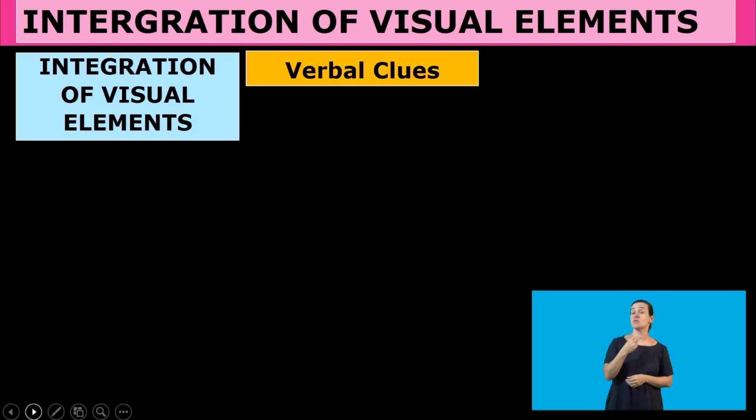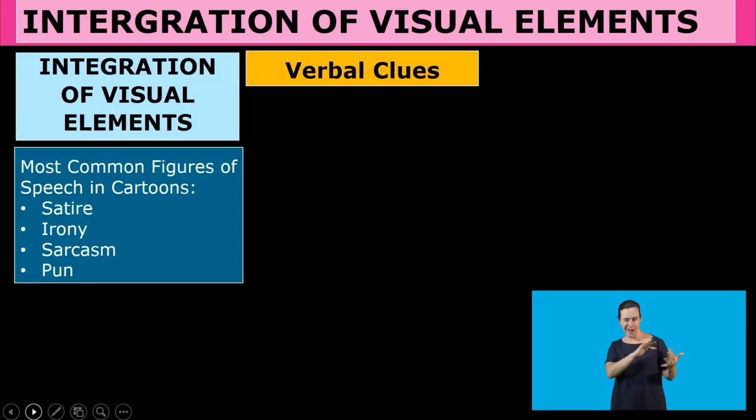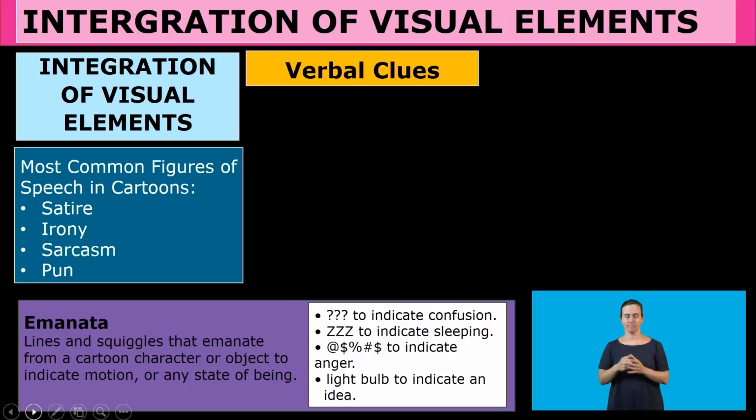Now let's look at verbal cues and how they've been integrated. Remember, your most common one is your satire, irony, sarcasm, and your pun. So that is the use of figures of speech. The animata, remember, these are the squiggles or those lines that are drawn to indicate confusion, sleeping, your light bulb, or the indication of anger.